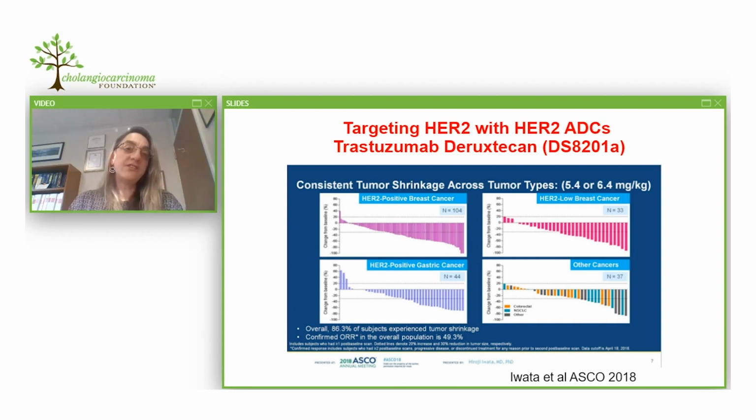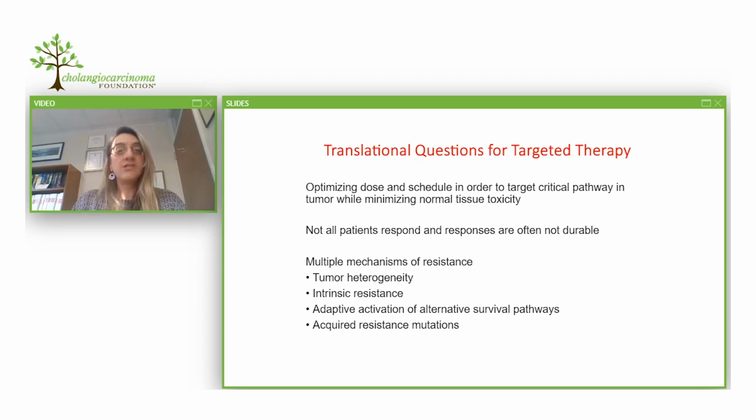Another really exciting agent is trastuzumab deruxtecan. This is an antibody-drug conjugate, so it's an antibody that attaches to HER2 with a chemotherapy payload. This drug recently was approved for HER2-positive breast cancer and is now being tested for HER2-positive other tumor types. So these clinical signals in early clinical trials are very exciting, and these trials, of course, are working to optimize dose and schedule so we can target this critical pathway while minimizing normal tissue toxicity.